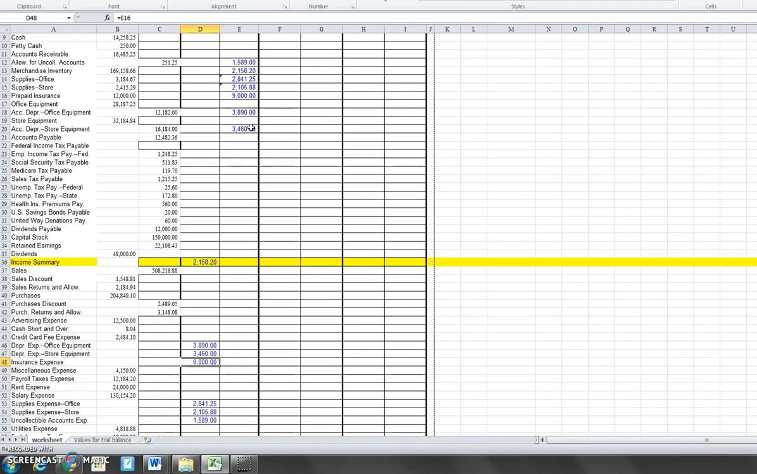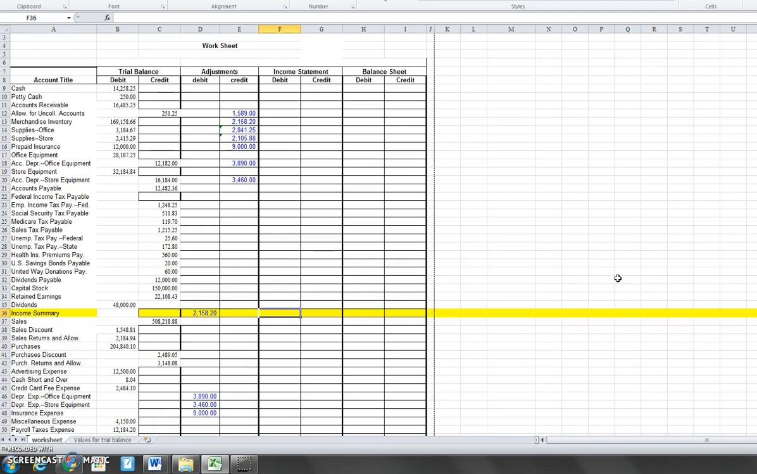So now our adjustments are completed, and now we're going to go on and complete the income statement portion and do the federal tax expense. So let's go ahead and extend balances. Remember, on the income statement, you start with income summary. So we're going to move all the balances over, starting with income summary. So you want to make sure you match debits and credits. So this is going to be a debit. This is going to be a credit for sales.